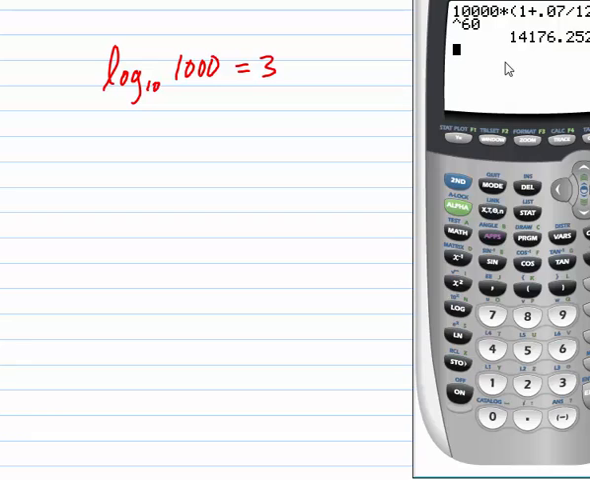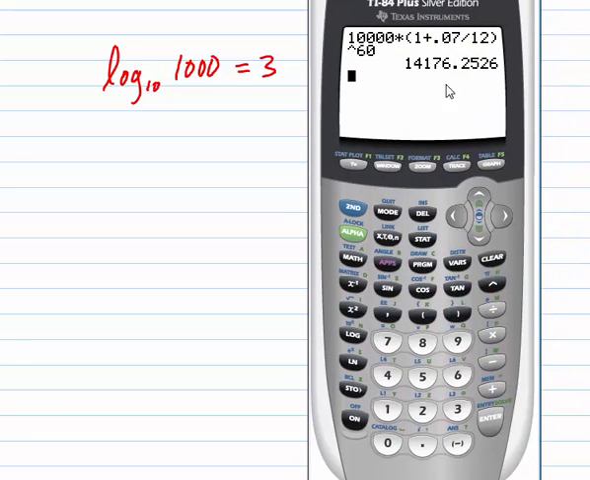Okay, so what is the log base 10 of 1,000? Well, it's equal to 3. And let's check that on the calculator. Okay, if I put in log of 1,000, okay, I get out 3.